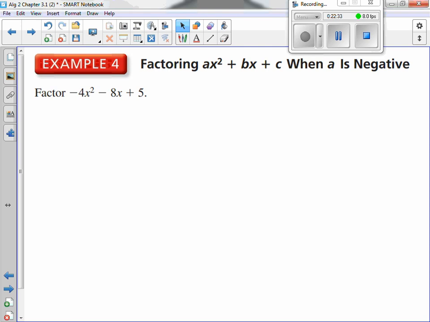Let's look at this type here. And we'll look at a few of these here. What you're going to notice with these here is that it's not going to change how we solve these. Step 1 is to find a greatest common factor. There is one here. Well, when we look at this here, is there a number that goes into negative 4x, negative 8, and 5? There is one.